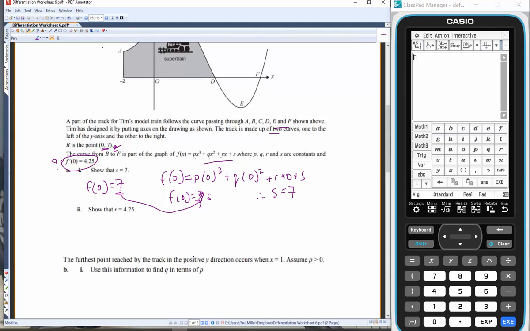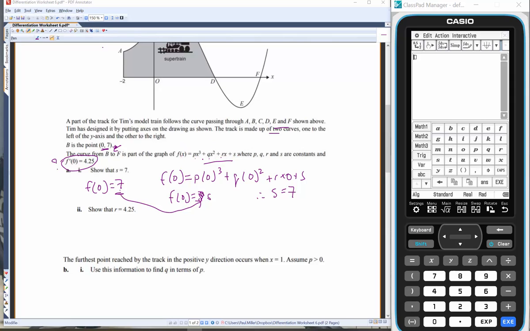How are we going to do that? R is equal to 4.25. So for this one here, what we might do is use the second piece of information that we're given, which is f'(0) equals 4.25. So I'm just trying something here.